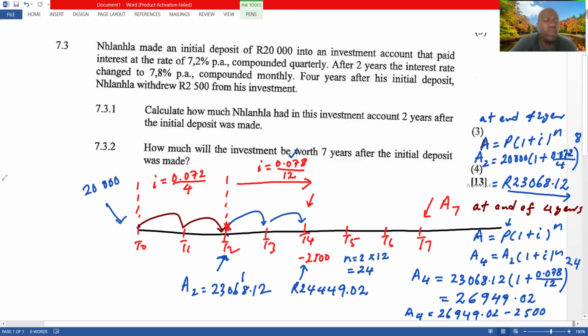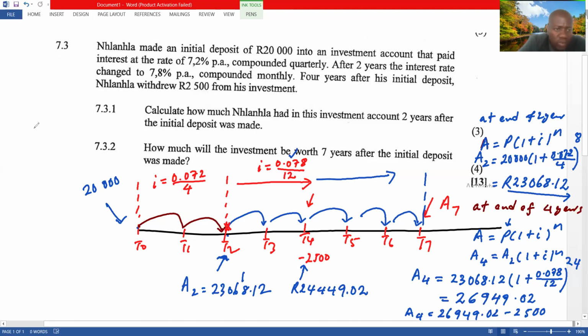But now, what do we want? We want the value at the end of 7 years, which means now we have to make an increment of the value of his investment for the next 3 years. And they said the interest rate changes after 2 years, so the interest rate will still be the same up until 7 years. We'll still use 7.8%.